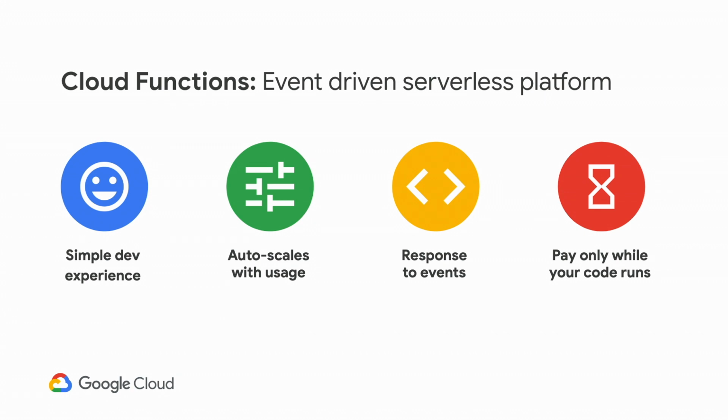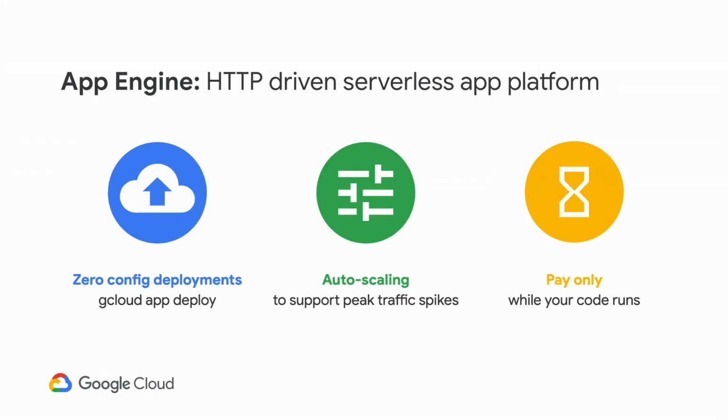It will auto-scale with usage. So the more requests that come in, we will spin up more function instances for you. It will respond to events that are happening. So for example, if you trigger HTTP requests, more function instances will be spun up. And then you pay only per use, okay? Which is nice. The second product that we have is called App Engine.